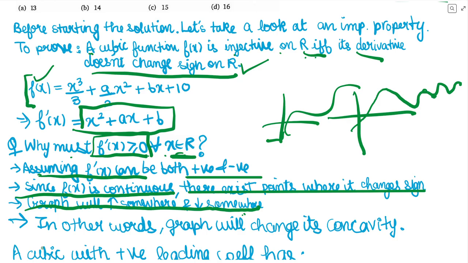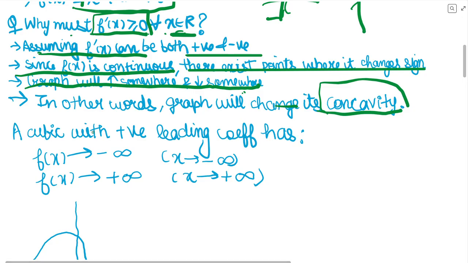In other words, the graph will change its concavity. This is the point about which the graph is changing its concavity. It is concave upward on one side and concave downward on the other. So that is another way of saying that the graph is increasing and decreasing.